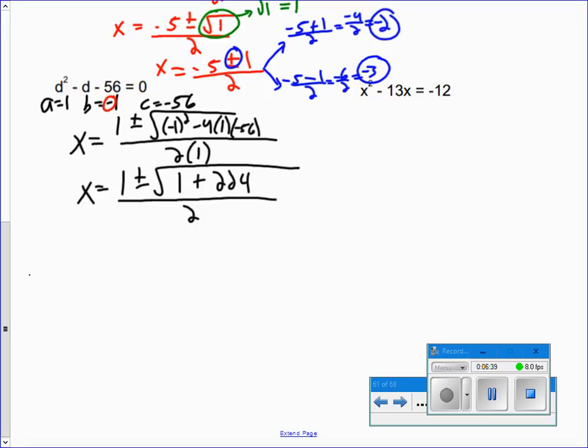And 2 times 1 is 2. Again, keep working to simplify. We're going to add those two numbers underneath the square root sign. Right, again, here you can recognize this from a calculator sheet. Square root 225 is 15.